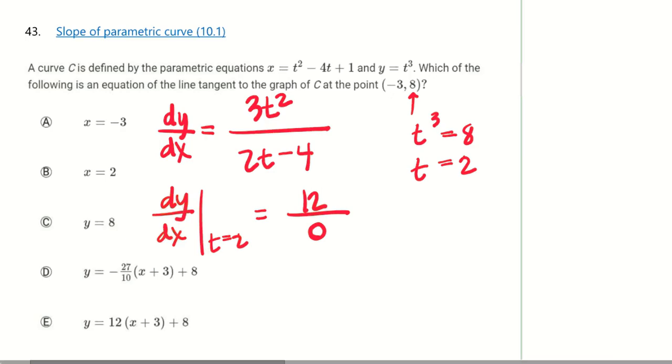That doesn't exist. Okay, so if dy/dx fails to exist because of division by 0, I know I've got a vertical tangent line. So at the point negative 3 and 8, I've got a tangent line. That's the picture of my tangent line. That's going to be the set of all points that have that x coordinate negative 3, and that's why the answer choice is going to be A.